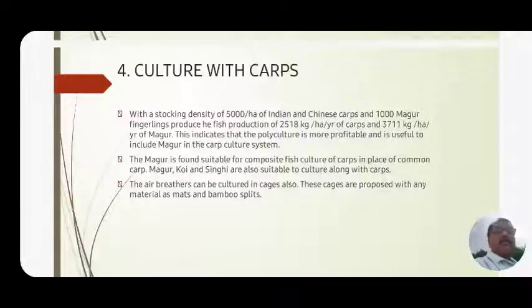Air breathing fishes can be cultured in cages also. Not only are they cultured in polyculture or mixed culture, but they are also cultured in cages. These cages are prepared with materials such as mats and bamboo splits. With this culture we can produce tremendous quantities of fish, solve the air breathing fish production problem, and earn an additional income. Air breathing fish culture is possible.